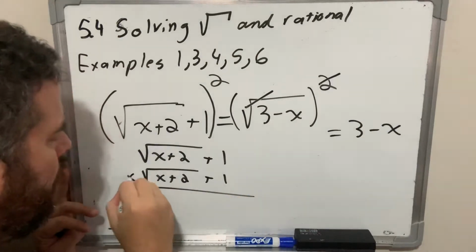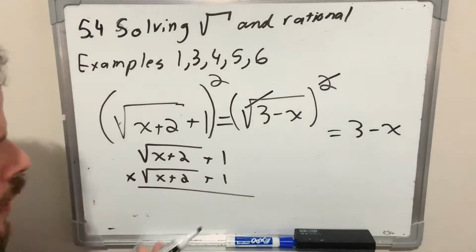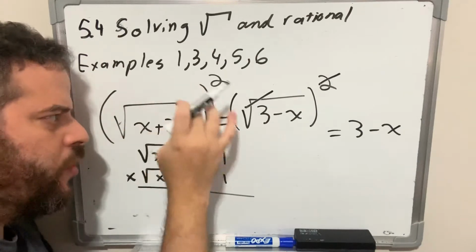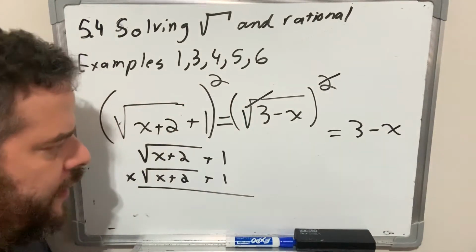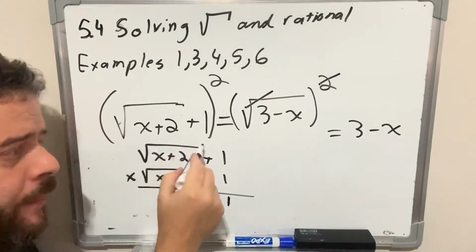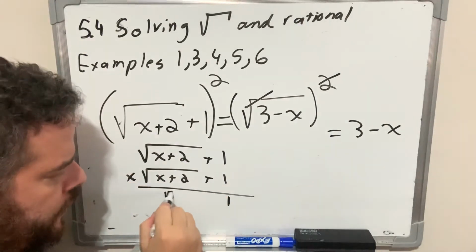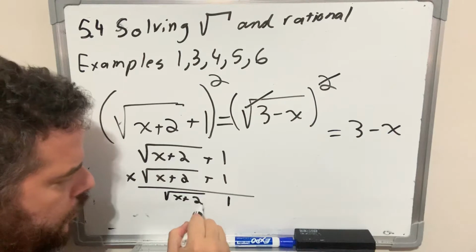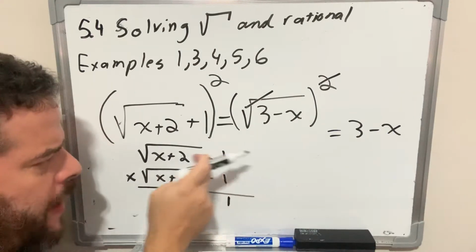So again, I'm going to multiply these two because I'm squaring my right-hand side. Let's begin. 1 times 1 is 1. 1 times the radical is the radical.